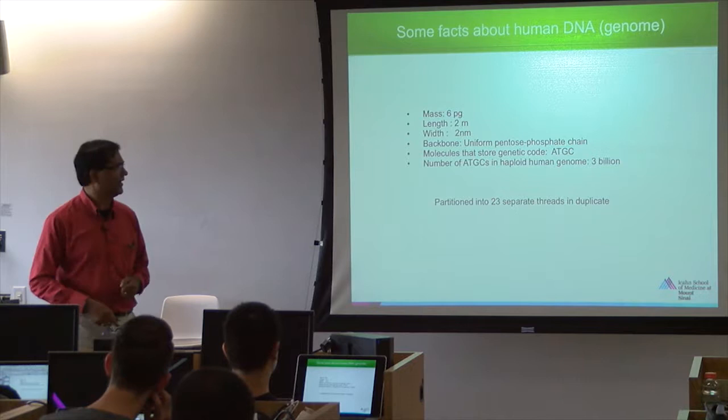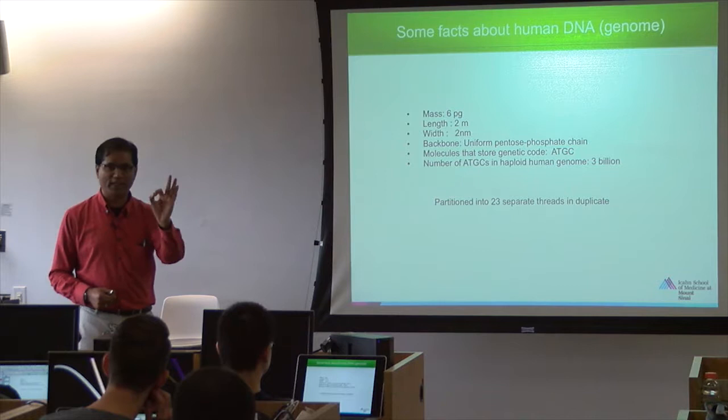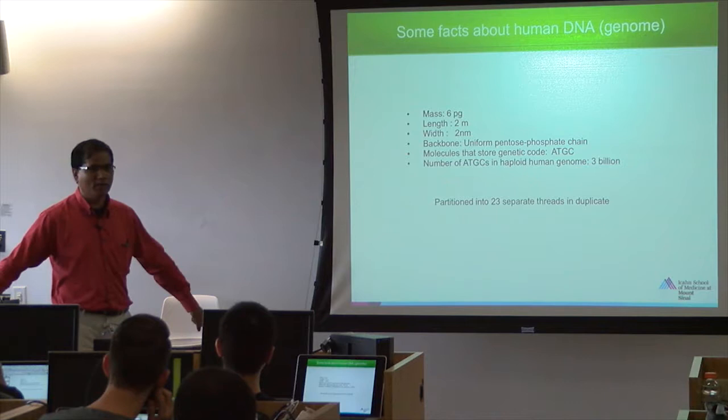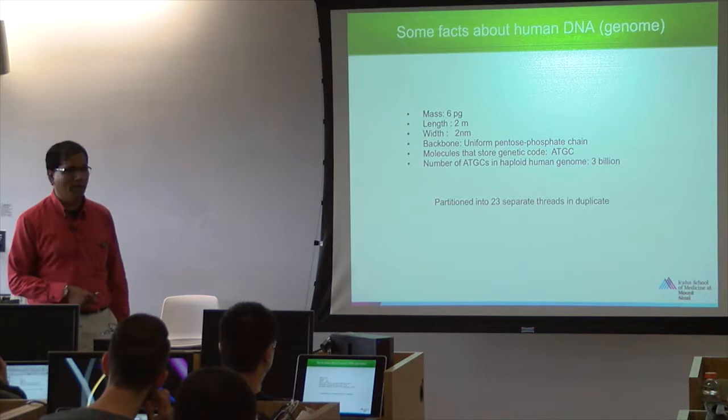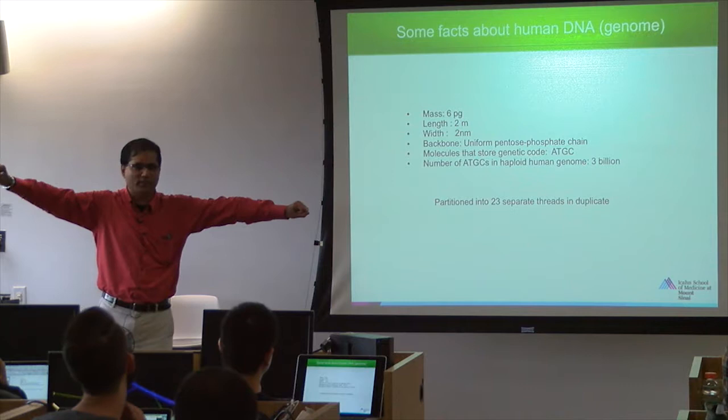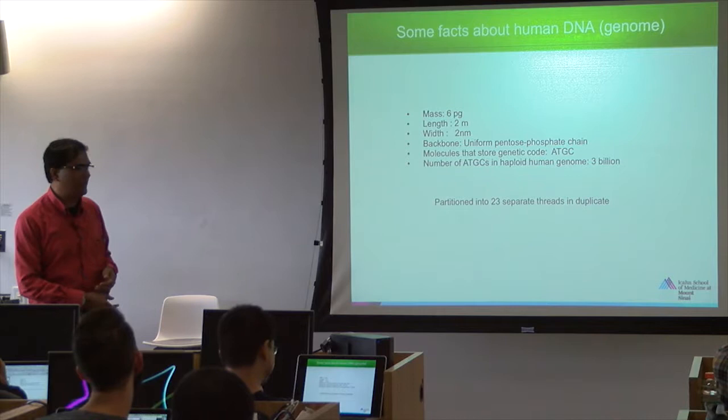Right? So just to understand the complexity, the mass of the entire genome in a cell is around 5 to 6 picograms. And its length is around 2 meters, so very long, and it's very thin. Right? Handling of the genome is also important. And it has 3 billion bases in the haploid condition, and it is separated into 23 pieces. Those 3 billion haploid base pairs are chopped into 23 parts, and each part is seen during metaphase as a chromosome. Right?